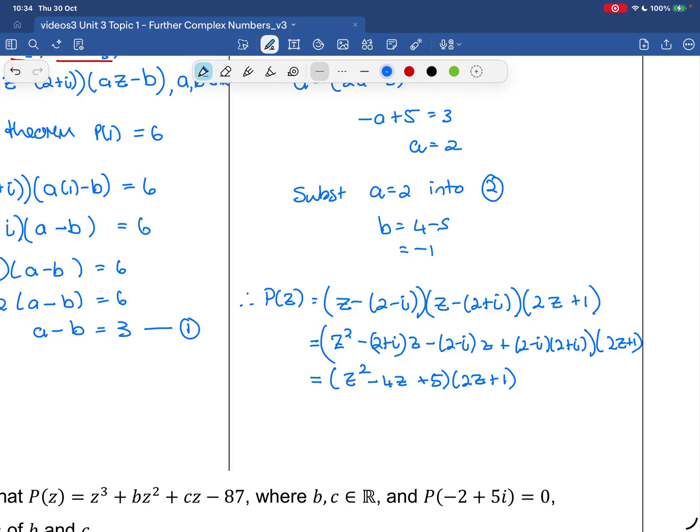I guess I can expand it further to become 2z cubed plus z squared minus 8z squared minus 4z plus 10z plus 5, and that gives me 2z cubed minus 7z squared plus 6z plus 5.